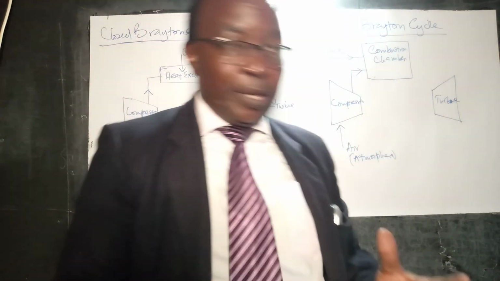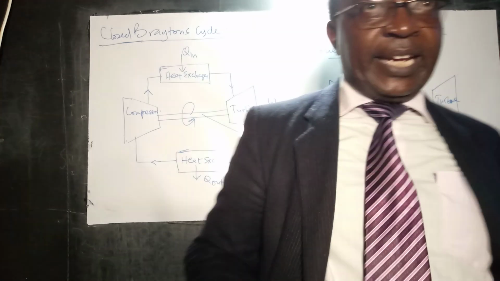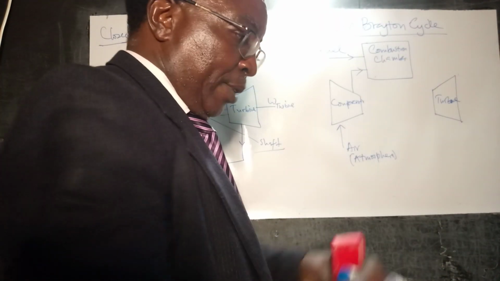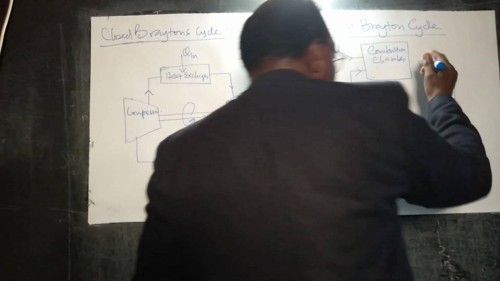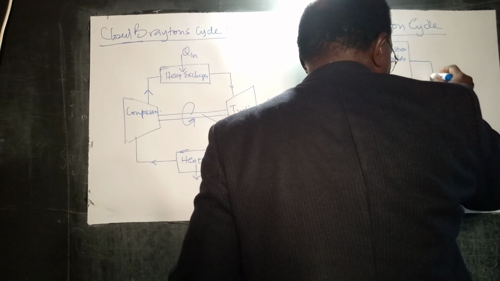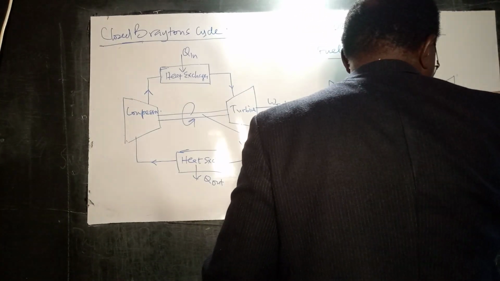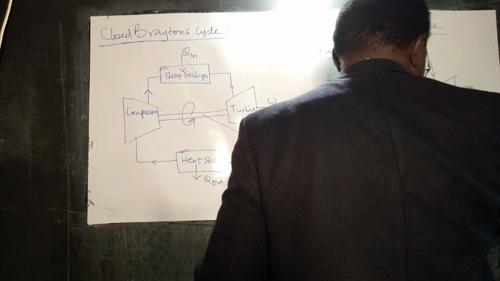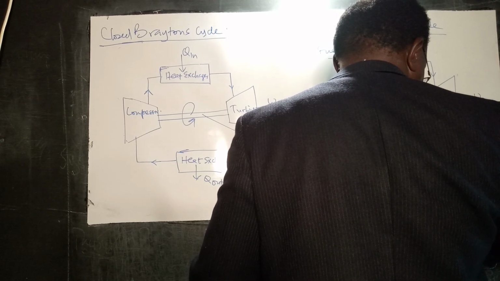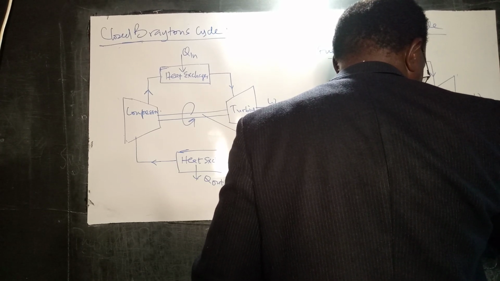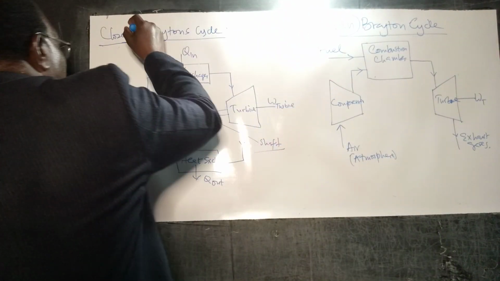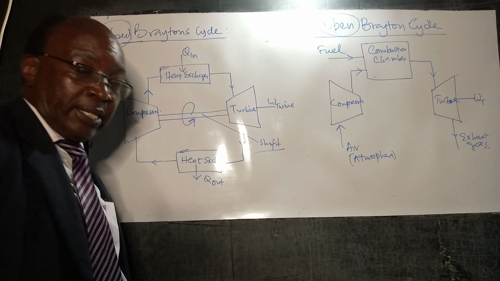And just like we saw when you're dealing with internal combustion, it is ignited. When it's ignited, of course, you produce the products of combustion, which are high temperature and pressure, and they move to the turbine. In the turbine, there's work. And of course, there are the exhaust gases. So this is an open Brayton cycle. That's a closed Brayton cycle.